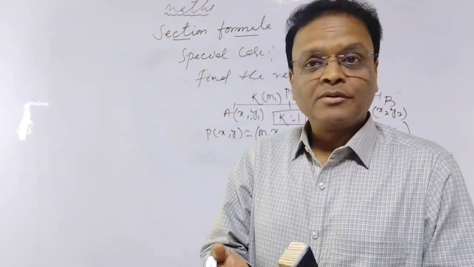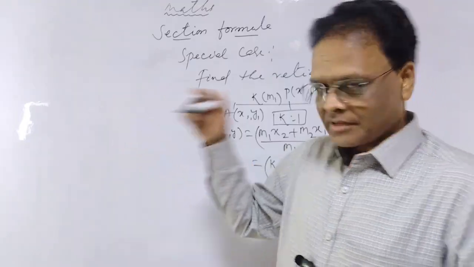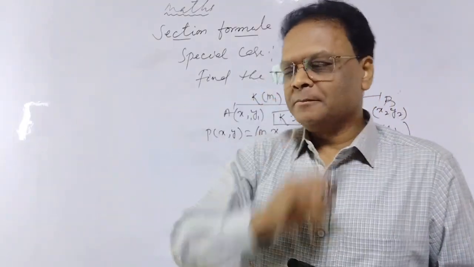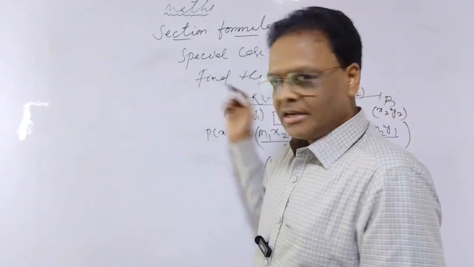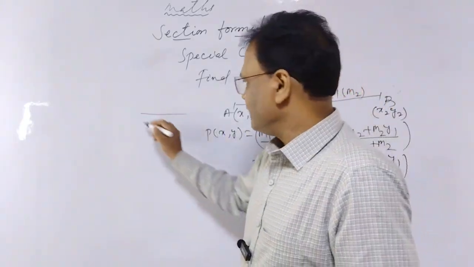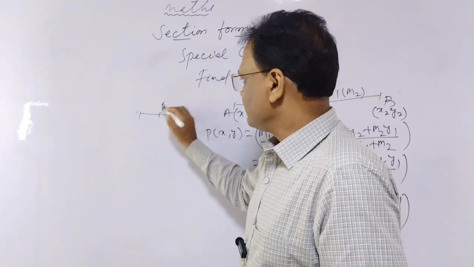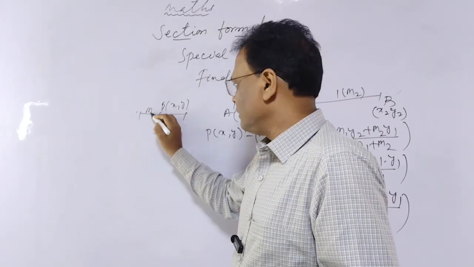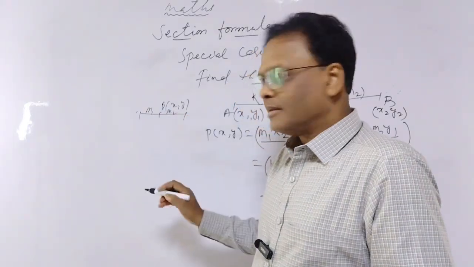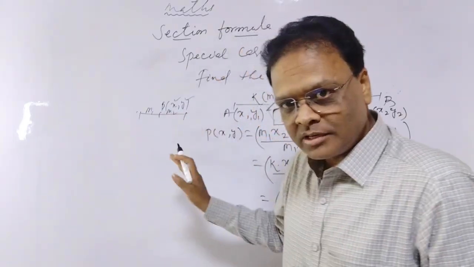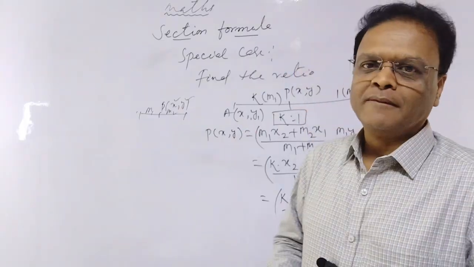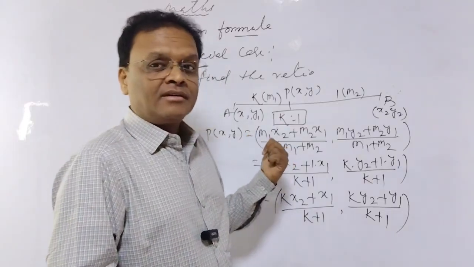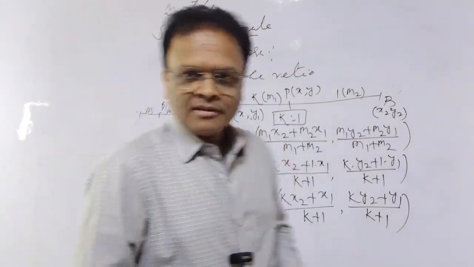So once again, where to use the section formula: if a point divides a straight line in some ratio, any ratio, then the coordinates of this point can be calculated using the section formula. From the section formula we got the midpoint formula, and the special case if it divides in the ratio of k is to 1. That's all. This is a very important formula.